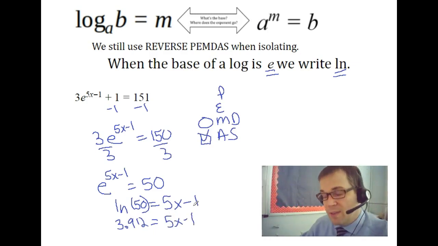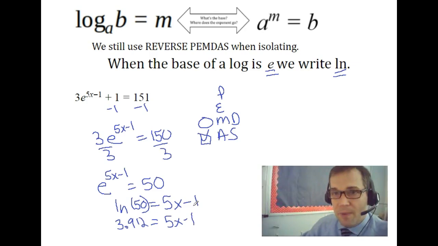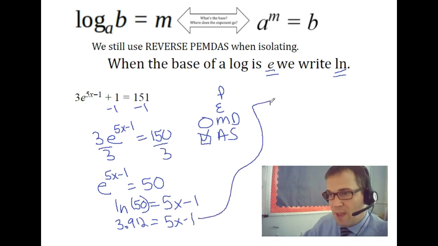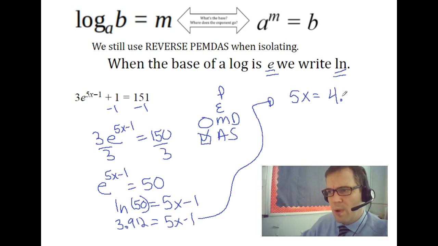And now it's like an equation I might have had a couple years ago in math. I've got to get this x by itself. I'm doing PEMDAS in reverse, so I'll start by adding 1 to both sides. So I'll have that 5x is equal to 4.912. And then since this 5 is multiplying, I'll go ahead and divide both sides by 5.